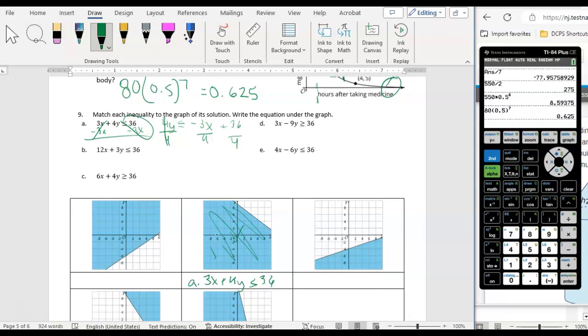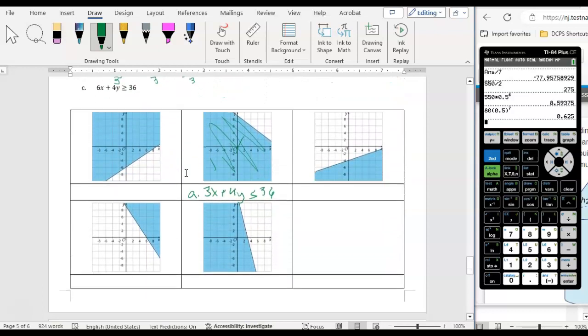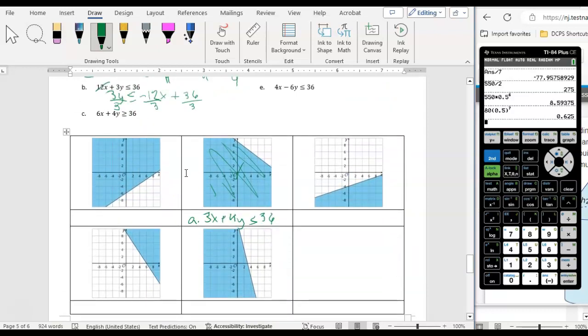Letter B, let's do the same thing. We're going to subtract 12x on both sides, so that'll cancel out. We'll get 3y is less than or equal to negative 12x plus 36. And then we can divide both sides by 3. Here now I get a slope of negative 4 and a y-intercept of 12. All right, so negative 4 means it's also going down. It means our y-intercept is going to be up above.